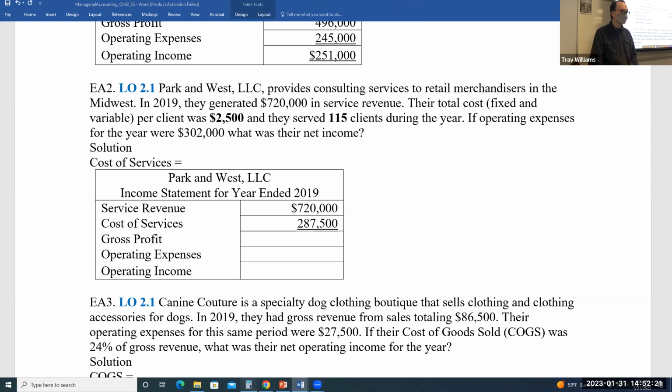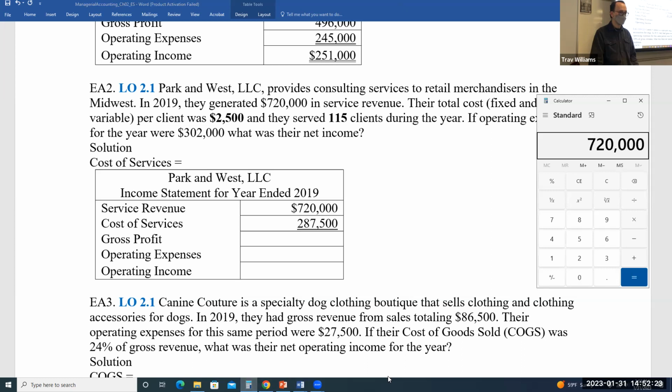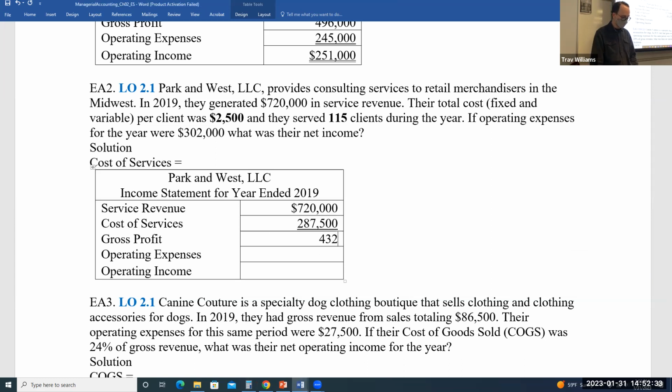How do we get gross profit? Cost of services, revenue. Yes. So 432,500. All right, then they tell us the operating expenses are 302,000, so we'll put that right there. And then we just subtract gross profit minus operating expenses gives us operating income. $130,500.